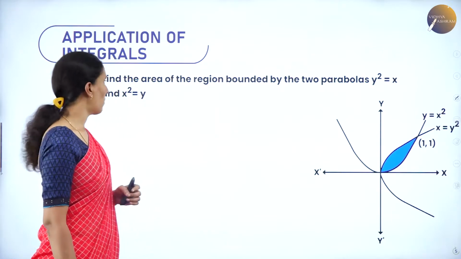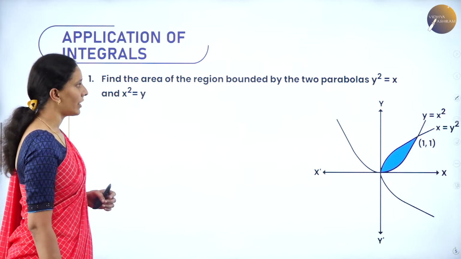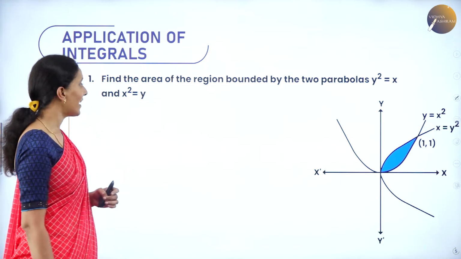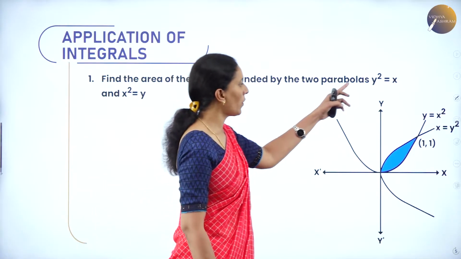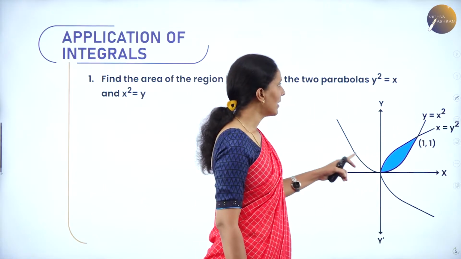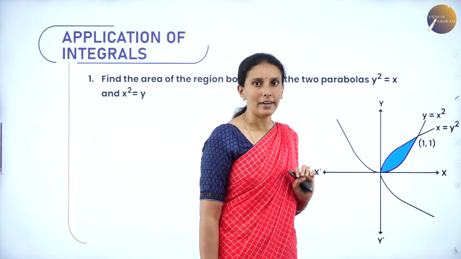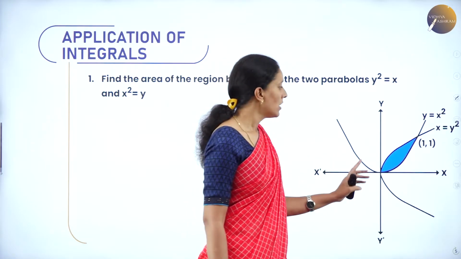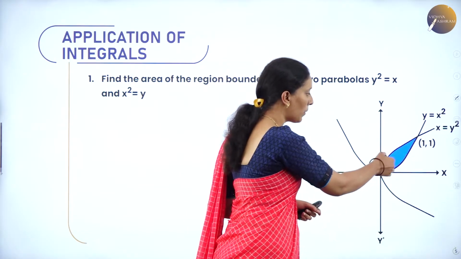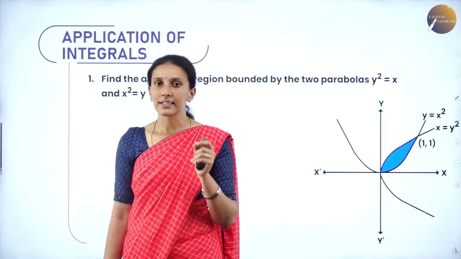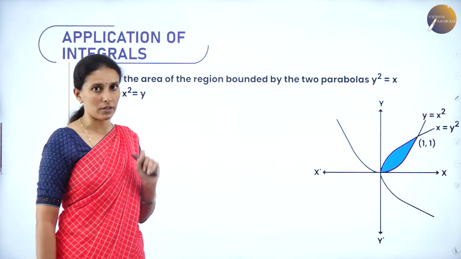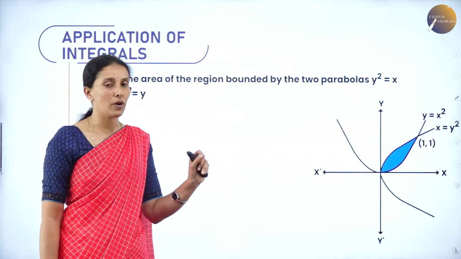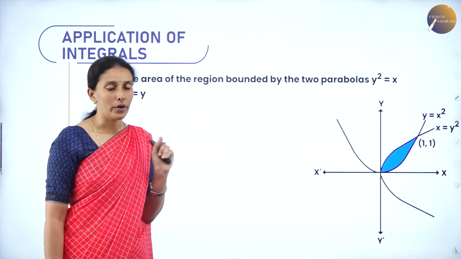So let us take the problems now. Find the area of the region bounded by the two parabolas y square is equal to x and x square is equal to y. So y square is equal to x is clearly a right-handed parabola and x square is equal to y is an upward parabola. So clearly when they intersect, the blue shaded region here indicates the area bounded by the two curves. So now we need to apply the interval and by the method of integration we are going to find the area bounded by this region.